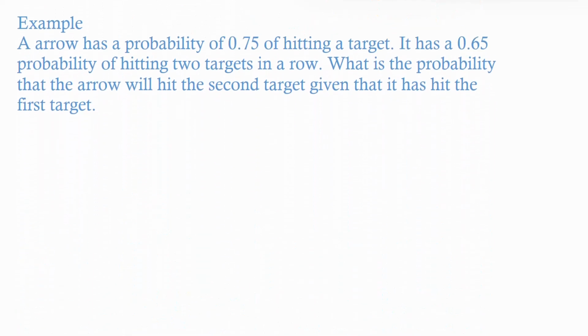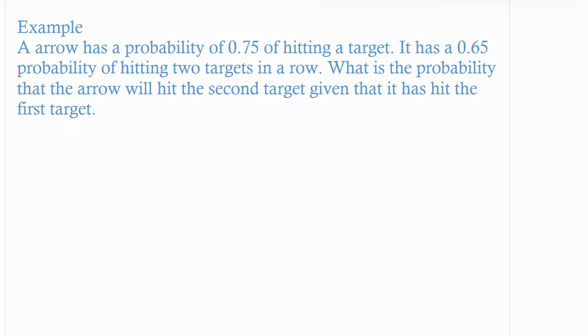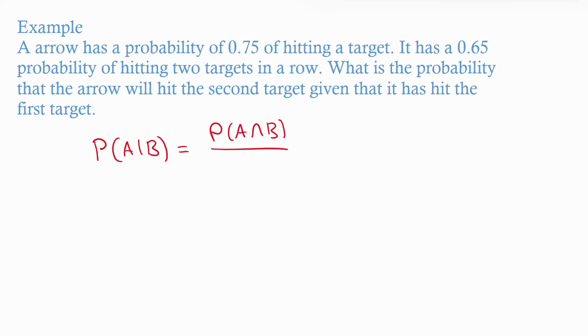Here's another example. We've got an arrow that has a probability of 0.75 of hitting the target. It has a 0.65 probability of hitting 2 targets in a row. What is the probability that the arrow will hit the second target given that it has hit the first? This is where we're going to use the formula P(A|B) equals the probability of A and B over the probability of B.